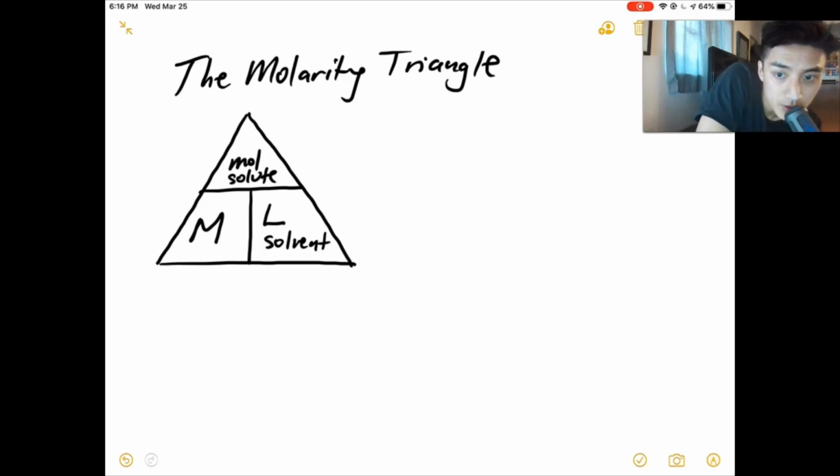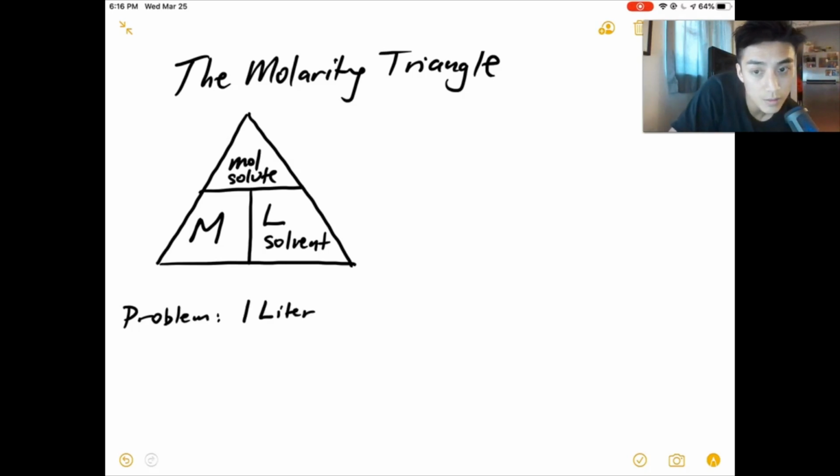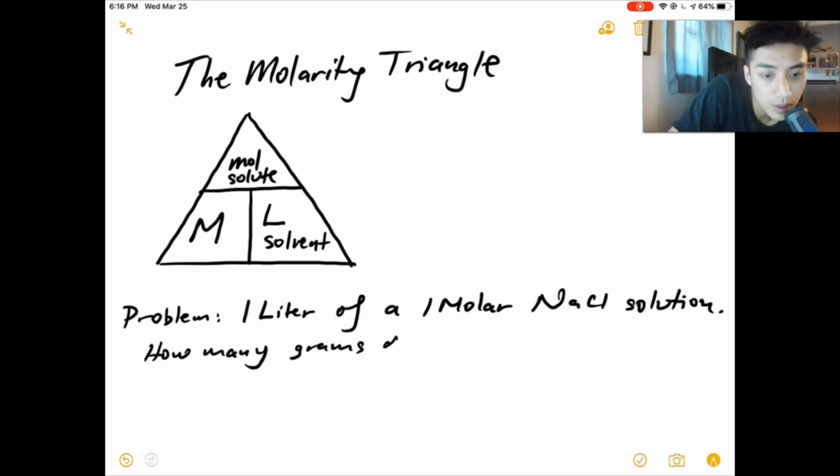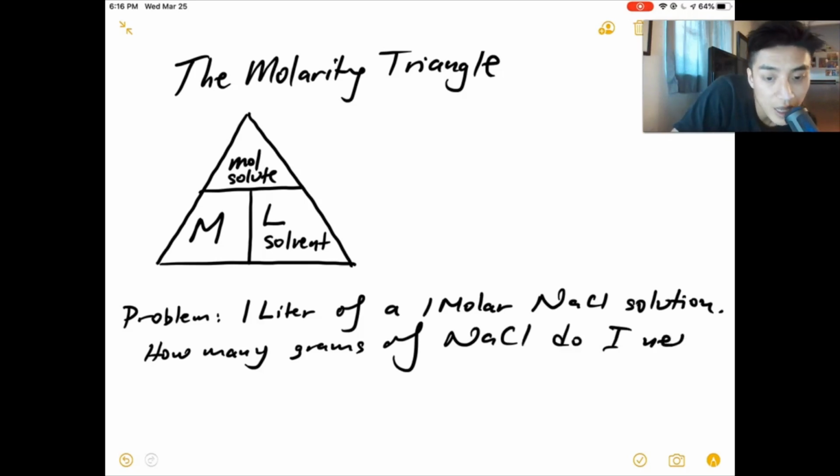But the molarity triangle is basically kind of like the density triangle, except you have molarity in the lower left corner, moles of solute on top, and then liters of solvent on the lower right. Okay, and we're just going to do a problem that is directly related to that video that was in part 2 with making the salt solution. So the problem is this: make a 1 liter solution of a 1 molar NaCl solution. They want to know how many grams of NaCl do I need.